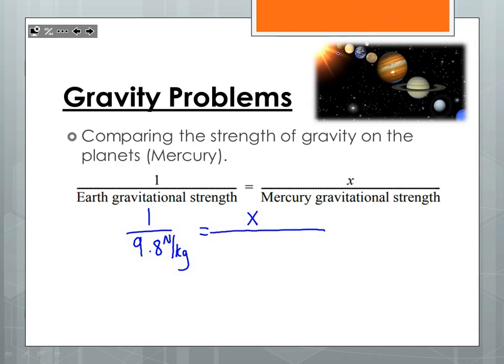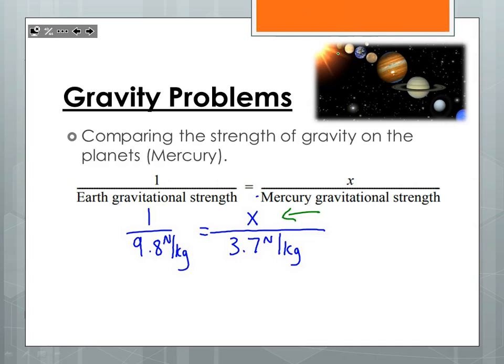We're just looking at the variable of what we're looking for. So X is going to stand in. Then it asks me for Mercury's gravitational strength, and it's already told me what it is in the table, and it says that it is 3.7 newtons per kilogram. Well, now the next thing I have to figure out is I want to know what is X.